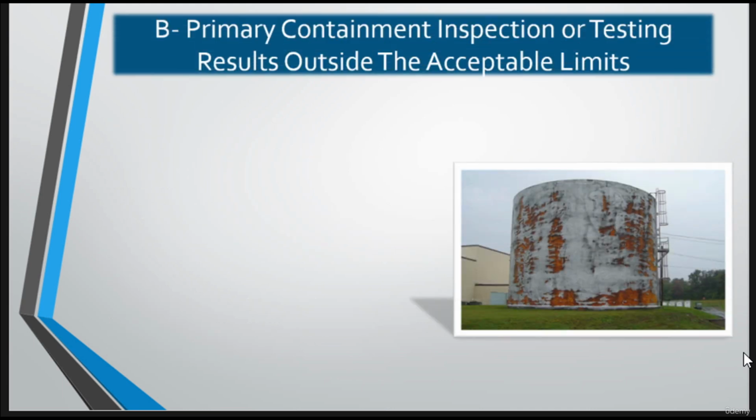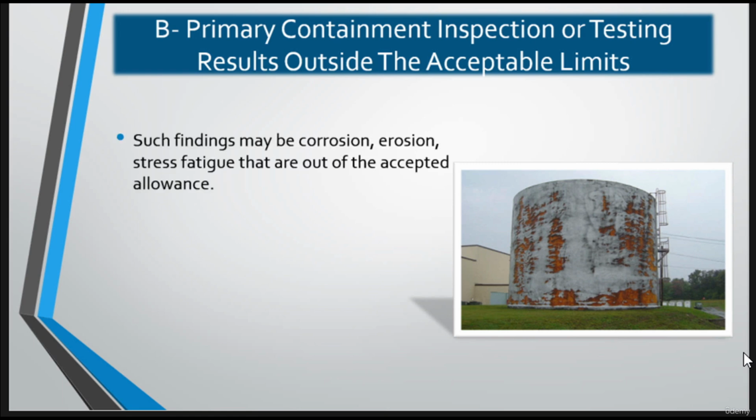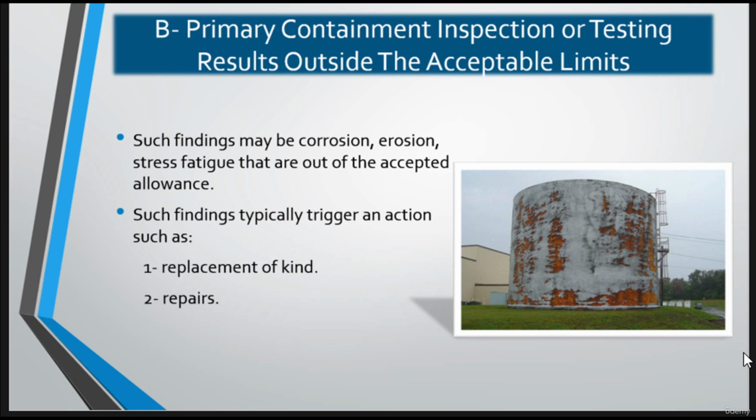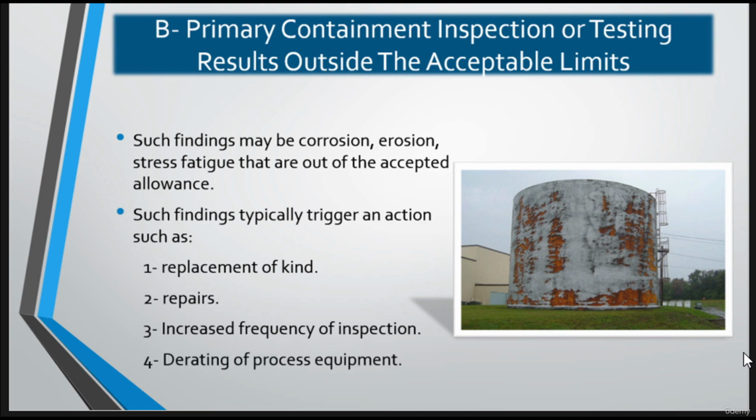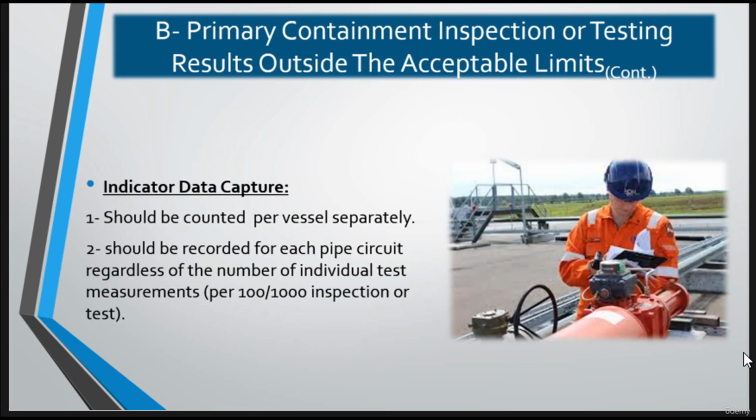We have here the primary containment inspection or testing results outside the acceptable limits. Of course, as you know, the primary containment includes tanks, vessels, pipes, and so on. Such findings could be corrosion, erosion, or stress fatigue that are out of the acceptable allowance. Such findings typically trigger an action such as replacement of kind, repairs, increased frequency of inspection, or derating the process equipment itself. Okay, so what about the indicator data capture? It should be counted per vessel separately and should be recorded per each pipe circuit, regardless of the number of individual test measurements per 100 or per 1000 inspections or tests.